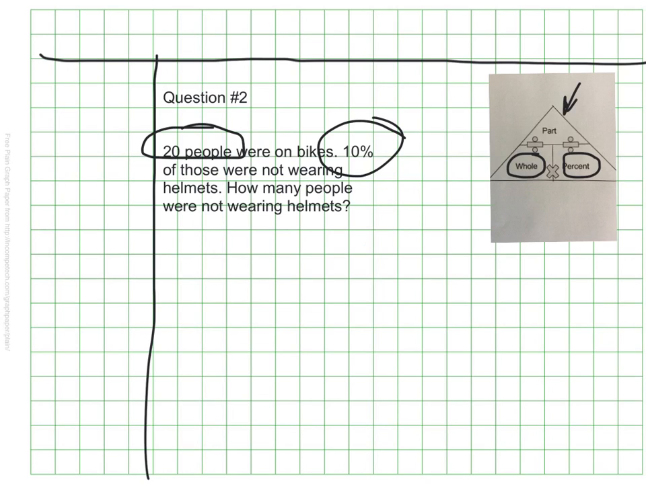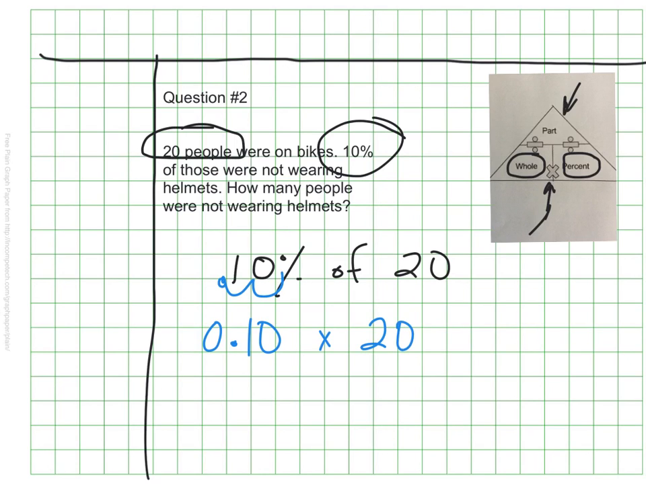This quick look tells me that I need to multiply to find this out. So that reminds me that I'm finding 10% of 20, and that is a multiplication question. That's what this is a good reminder of. So of course, to do that, we turn this into our decimal, and we multiply. And we find that the answer is 2. 2 people, that's the part of the group, were not wearing helmets.